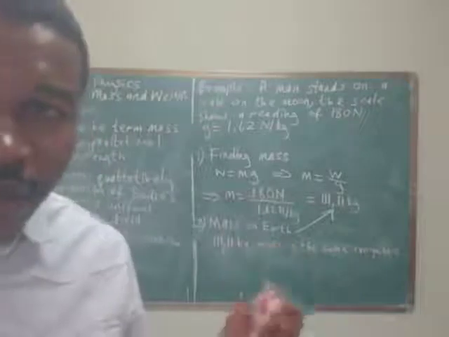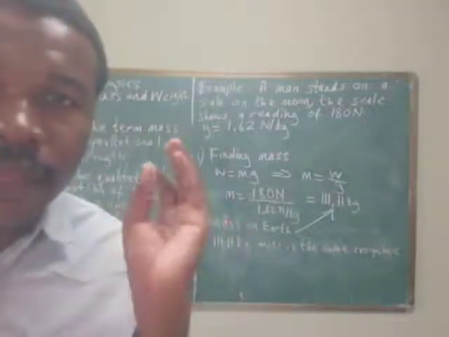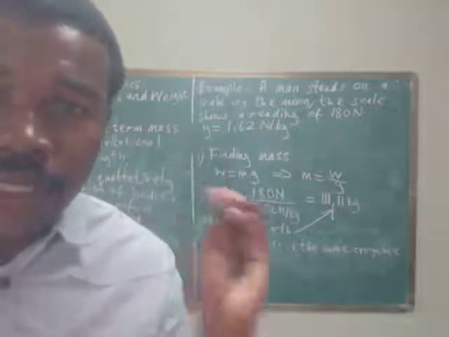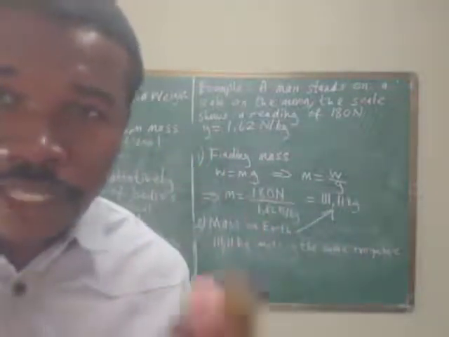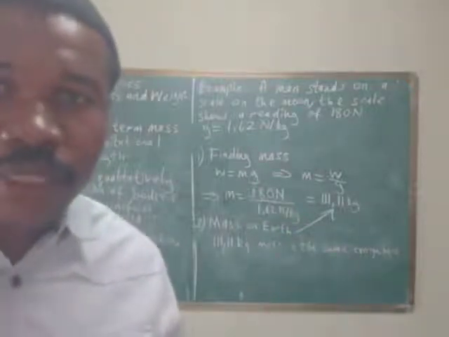So the main concept there is where you make the mass the subject of the formula, and then you have your mass being equal to weight over gravitational field strength. So that is the mass. It's a very simple calculation.